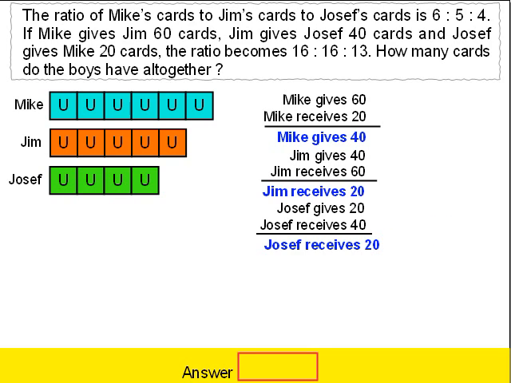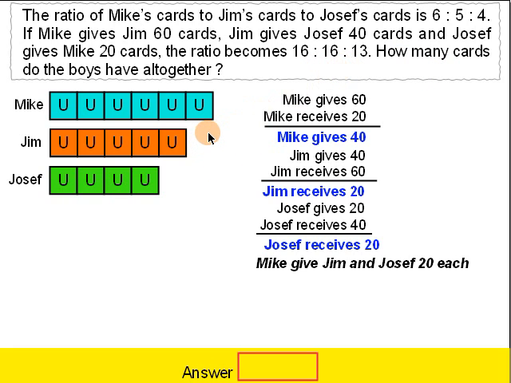So from here, it's quite obvious that by taking the model of Mike, and then we give Jim and Joseph each 20, that will equate to the ratio of 16:13. Same conditions. So we know that in the end, Mike and Jim's models are the same because their ratio is 16:16.